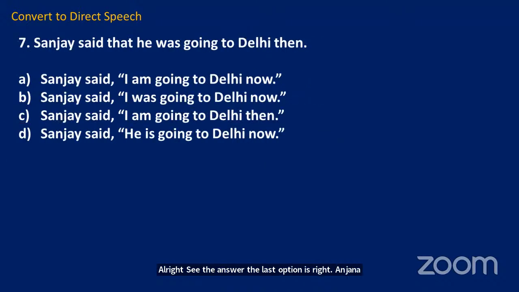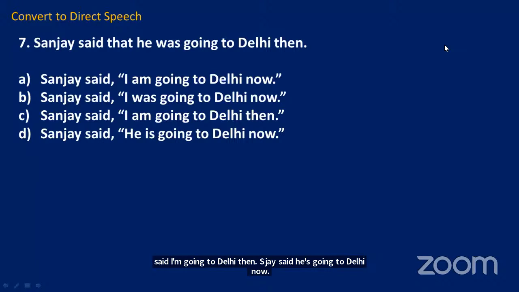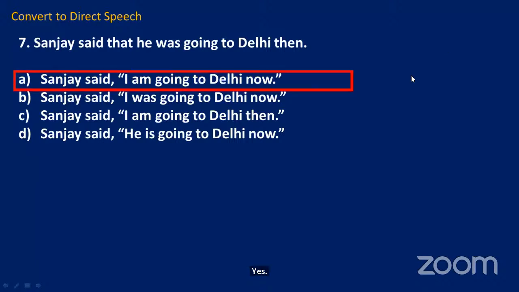See the next question. Sanjay said that he was going to Delhi then. Sanjay said, I am going to Delhi now. Sanjay said, I was going to Delhi now. Sanjay said, I am going to Delhi then. Sanjay said he is going to Delhi now. Yes. Let's see the right answer. It is none other than the first one. Sanjay said, I am going to Delhi now, because now will change to then, isn't it?